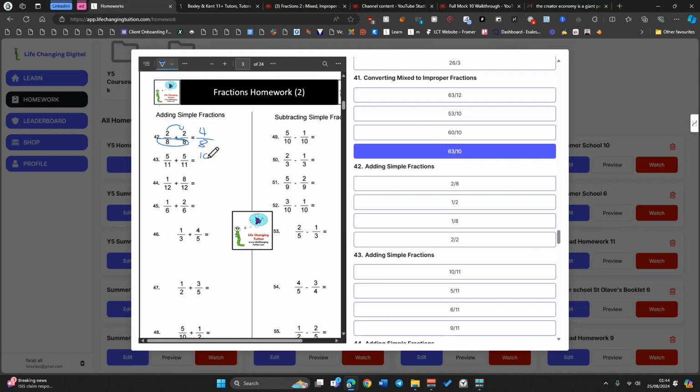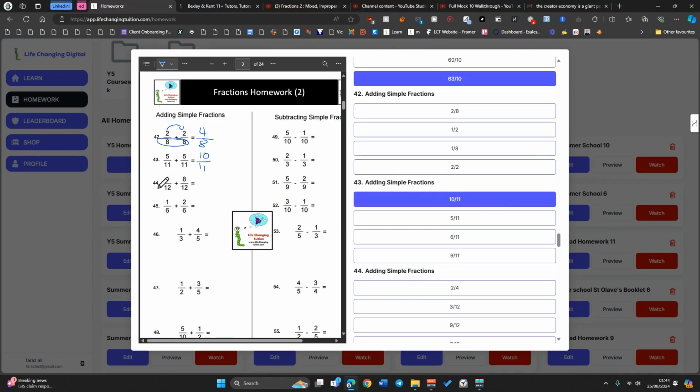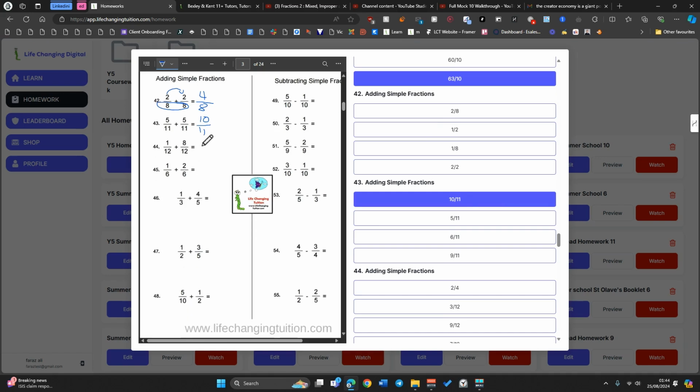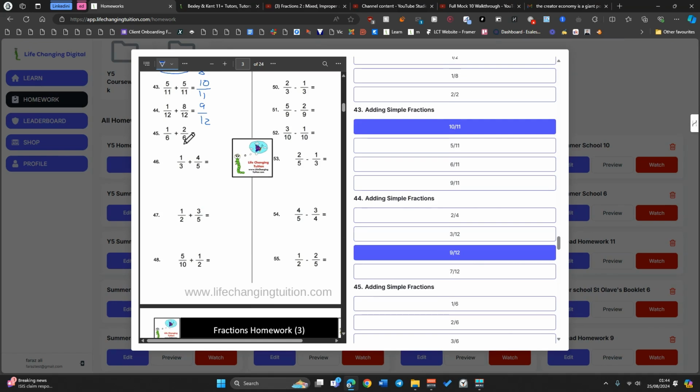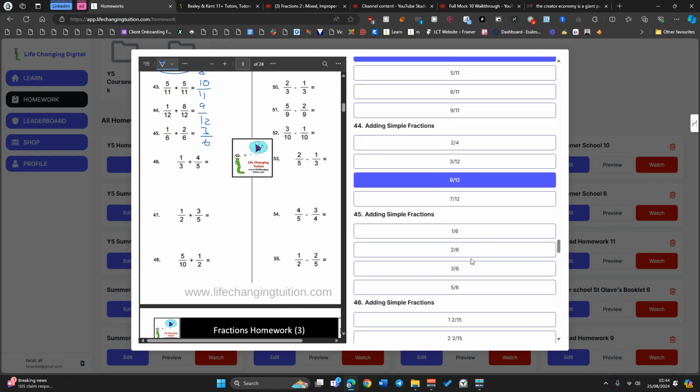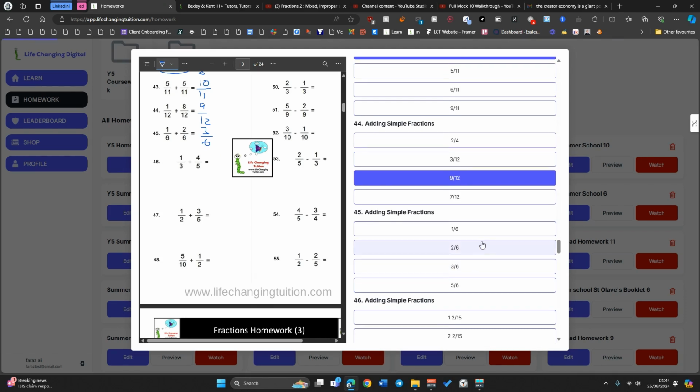Question 43. Same thing here. You can add the top and you can leave the bottom the same. So that's the answer right here. Question 44. Add these two. 9 over 12. Question 45. 3 over 6. Again, adding the top two and leaving the bottom the same. Question 45, so that was 3 over 6.